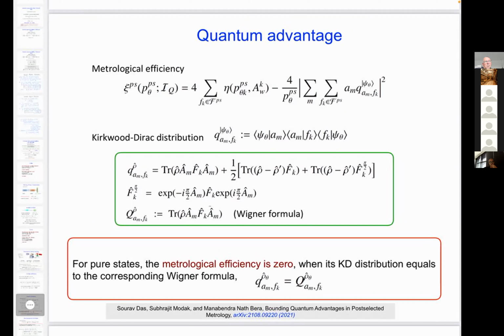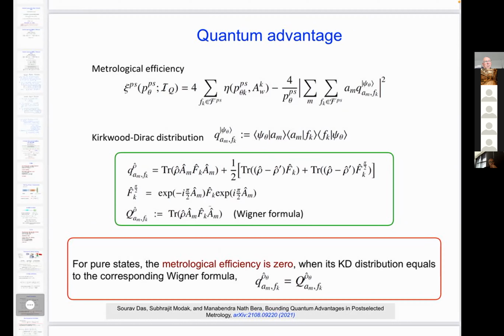Now we want to check how we can harness the non-classicality arising from the incompatibility between the system observable and the post-selection. You can ask, why not go for the incompatibility between rho and AM or rho and FK? It might be another case, but here we concentrate only on the non-commutation between AM and FK, right? So the total quasi-probability distribution is written as I have shown previously.